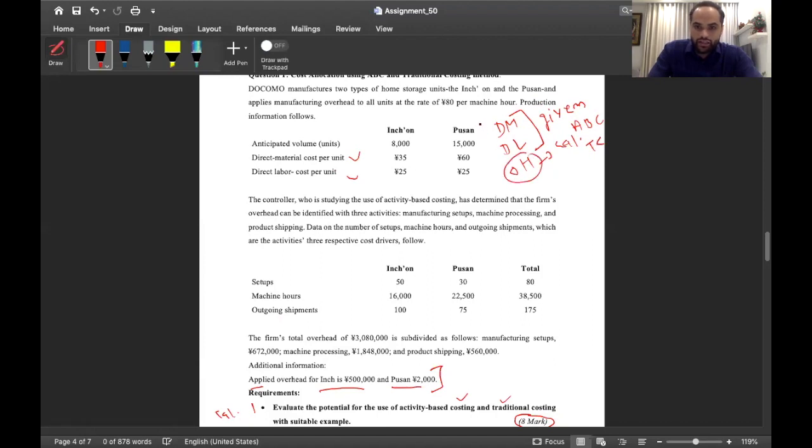And once you have got this and this, you add them all. So this is your answer. For ABC, answer; traditional, answer, right? So remember, total cost: material, labor, overheads. Material and labor you already have in the question, so you don't have to do anything. You don't need to calculate material and labor, right? Just calculate overhead cost. Did you understand? Everybody understand? Okay.